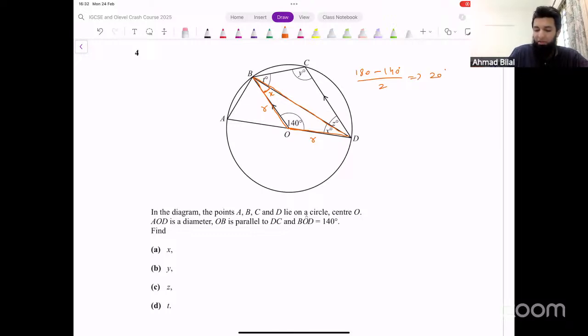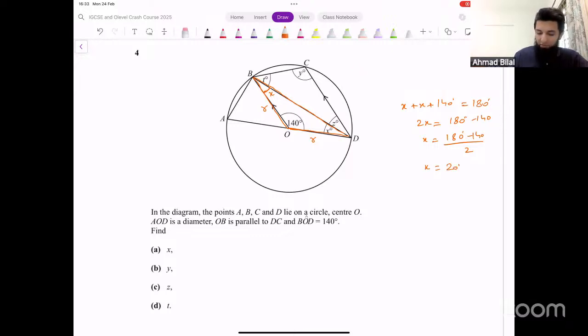Or another way to think about that same thing is that X plus X, the equal angles in the isosceles triangle, plus that third angle, which is 140, should add up to 180. That's 2x plus 140, which means 2x equals 180 minus 140, and x equals 180 minus 140 divided by 2. The value of x turns out to be 20 degrees. All right. So x equals 20 degrees. That was one angle that we were looking for.